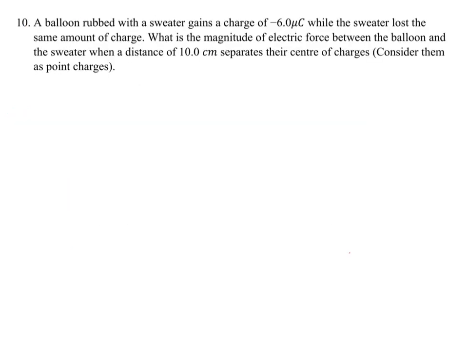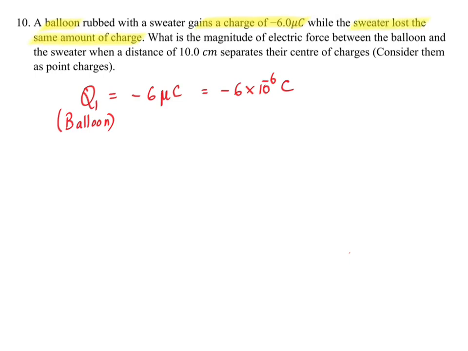Okay, let's do one more problem on electrostatic force. A balloon rubbed with a sweater gains a charge of negative 6 microcoulomb while the sweater lost the same amount of charge. So Q1 on the balloon is negative 6 microcoulomb. Let's convert that into coulomb. Micro is 10 to the power negative 6. Now the sweater lost the same amount of charge.